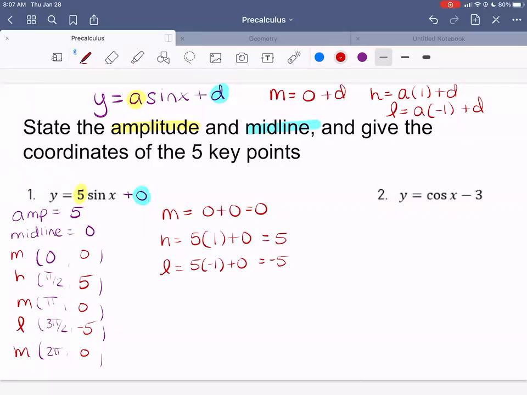Number 2, we want to do the same thing. It's cosine, so the order is going to change. Instead of being middle, high, middle, low, middle, it's going to change around. But to find our amplitude and our midline, we're doing the same thing. So our amplitude is the number that's out front. There is no number out front, which means that our amplitude is 1. And then our midline is going to be whatever's being added on the end, and in this case, it's a -3.